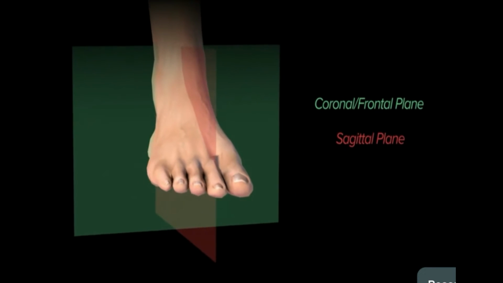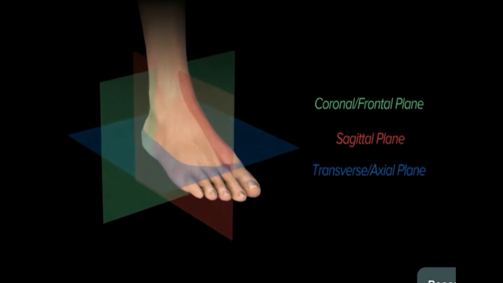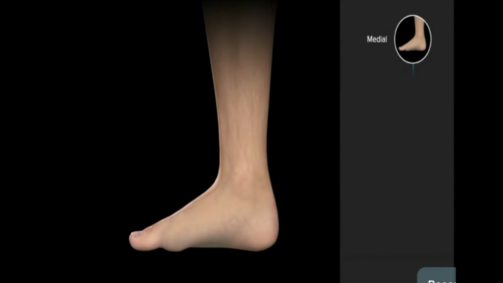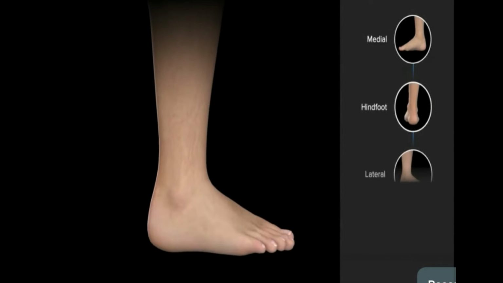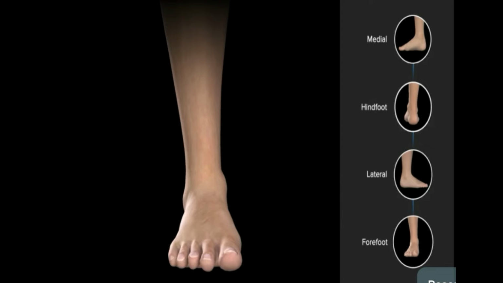Now that we've discussed some of the classification systems, let's look at other factors related to adult acquired flat foot. For the purpose of this video, we will address this three-dimensional deformity from the medial side, then the hindfoot, followed by the lateral side, and finally the forefoot.